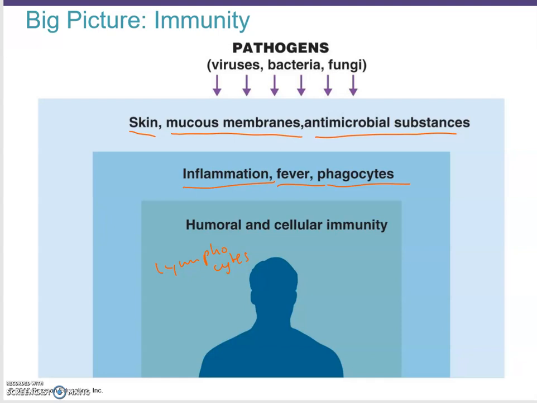Which they can differentiate into B cells and T cells. And where the cellular immunity, that will be T cells, and the humoral or antibody mediated immunity, that would be B cells. Kind of picture this like how you would protect your home.